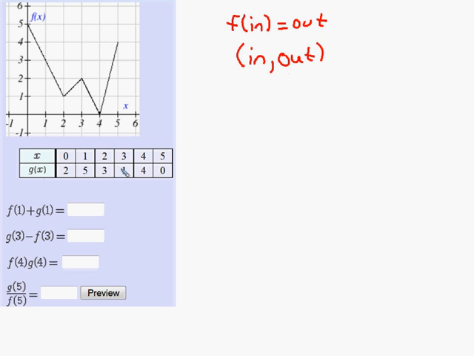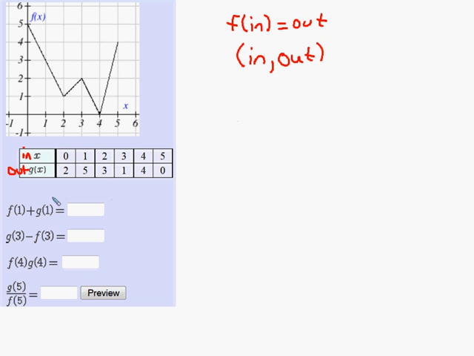Since g of x is given as a table, I'm going to look at the notation x and notice that x is in the parentheses here, so they're saying x is the input. G of x is the notation for the output of g. So in each problem, it's just a matter of identifying the input and the output, but with different given information.